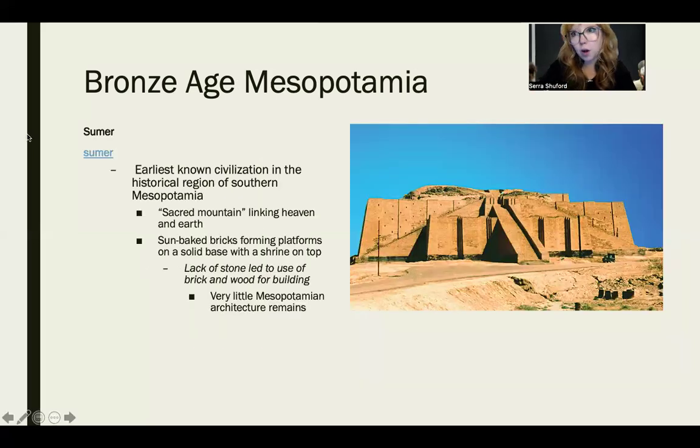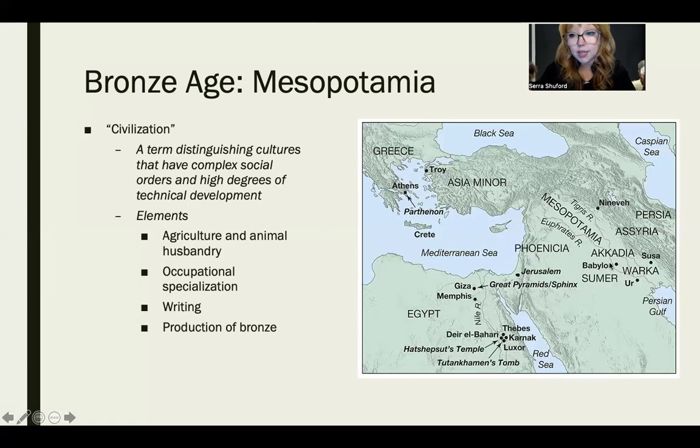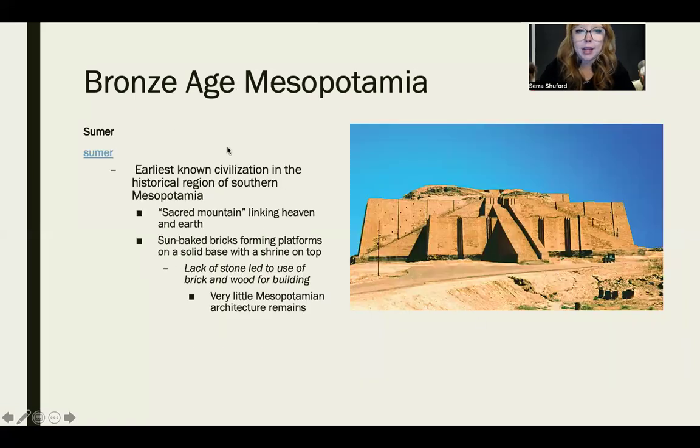Now, if you'd like to pause this Edpuzzle, there is a video about this one civilization within Mesopotamia called Sumer. You can see it right here, at the southern part of Mesopotamia. And Sumer is the earliest known civilization in the historical region of southern Mesopotamia. It is called the Sacred Mountain, linking heaven and earth because it's so tall. It was built from these sun-baked bricks, forming platforms on a solid base with a shrine on top.